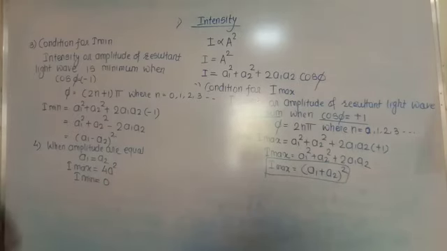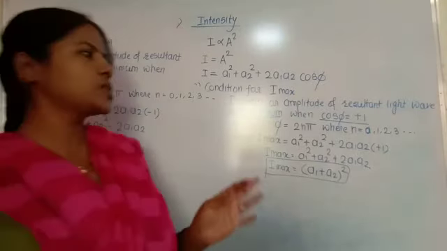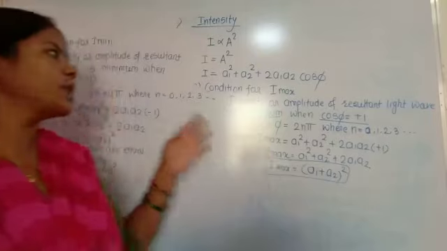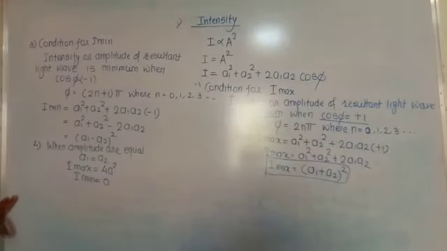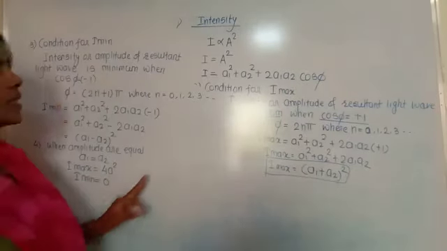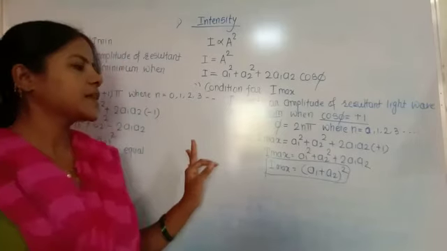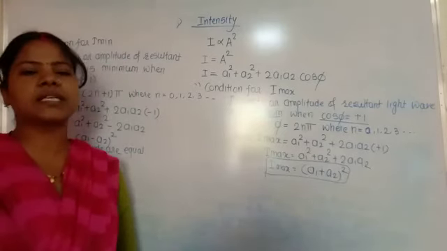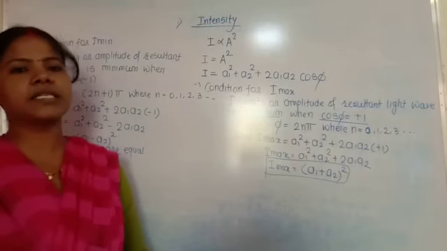Okay, so in that way we have completed the interference of two light waves superimposed on each other, and what types of conditions we get for the resultant amplitude in this expression. So this completes the interference of two light waves. In the next topic we will discuss constructive interference and destructive interference.